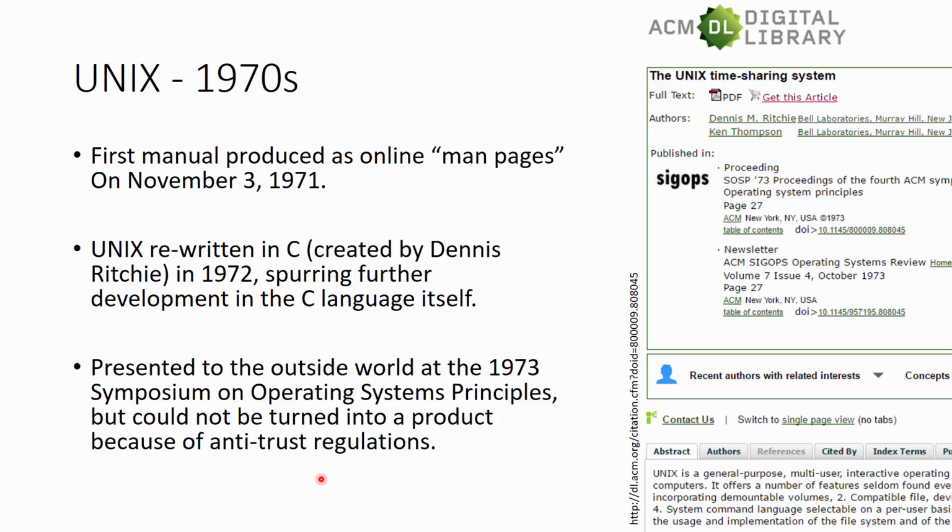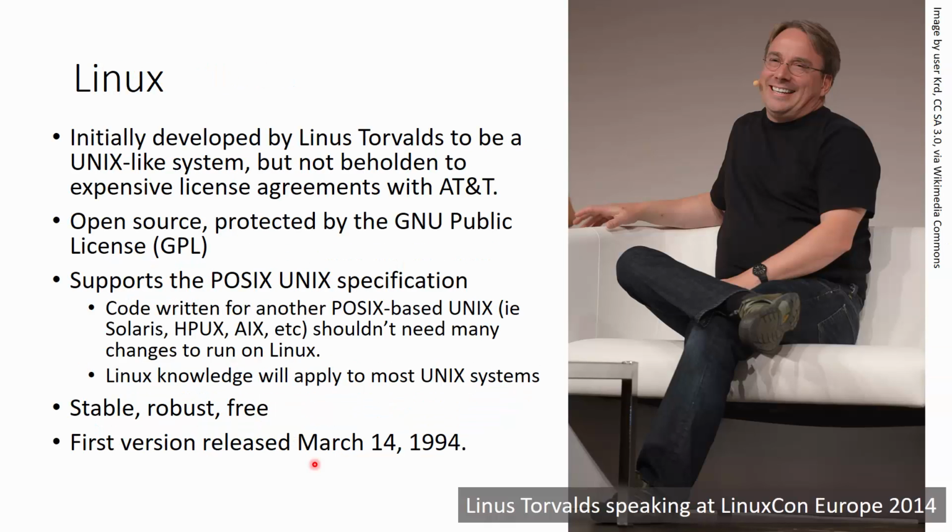So because of all this was happening, they couldn't turn this thing into a product. Plus they had agreements with other companies that they were working on. They were doing this as kind of an educational thing. So Linux then was developed by Linus Torvalds.